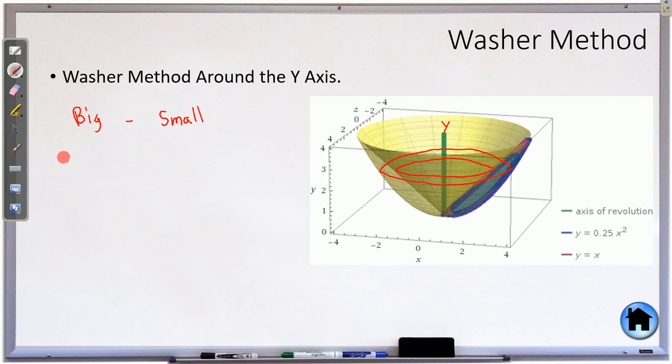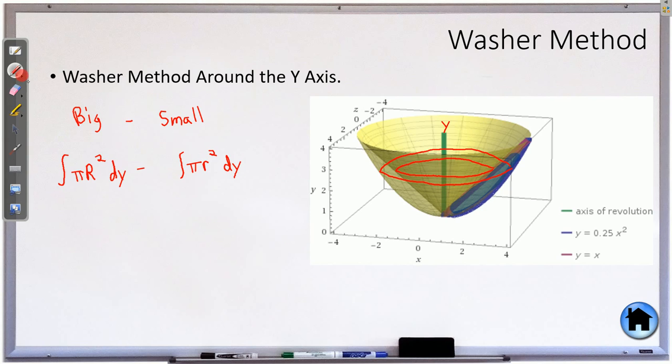And so for the big one, that will be equal to the integral of pi r squared. This time it will be dy. Because we are going vertically up and down with these cross sections, we are doing dy. And minus the integral, let me make that a big R, minus the integral of pi little r squared, again dy.